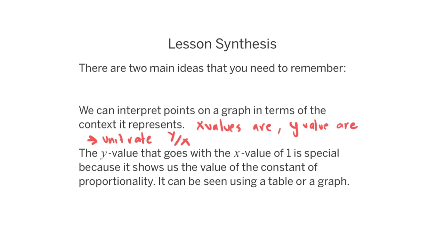Then the second thing, the y value that goes with the x value of 1 is special because it shows us the value of the constant of proportionality. It can be seen using the table or a graph. And actually, it can also be seen if we have an equation. It's the value that's on the x.